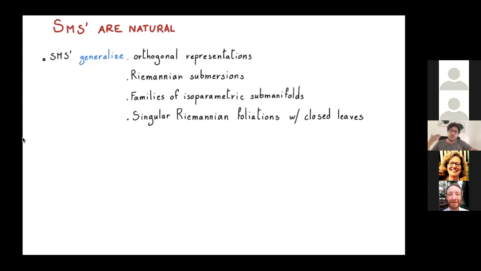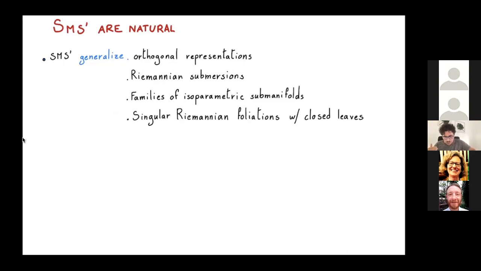These manifold submetries generalize a bunch of well-known structures, as I said: orthogonal representations, but also Riemannian submersions, singular Riemannian foliations, and also families of isoparametric submanifolds. These objects have a long history, and they have been studied, and the classification is almost complete for these objects. Not really fully, but almost complete.